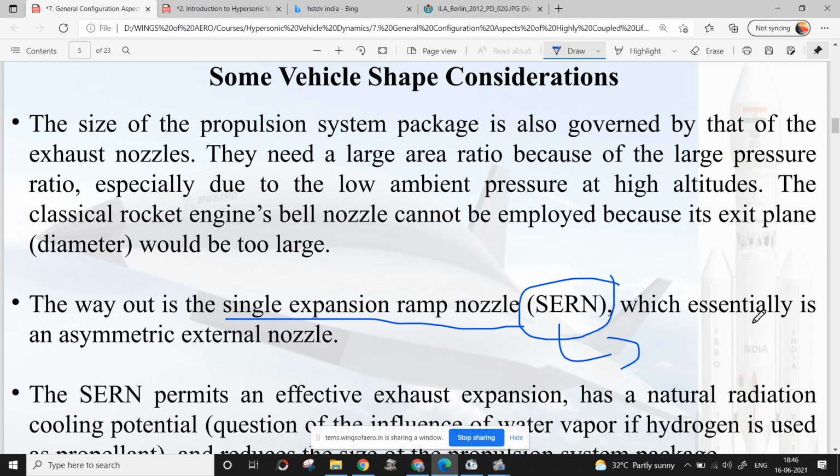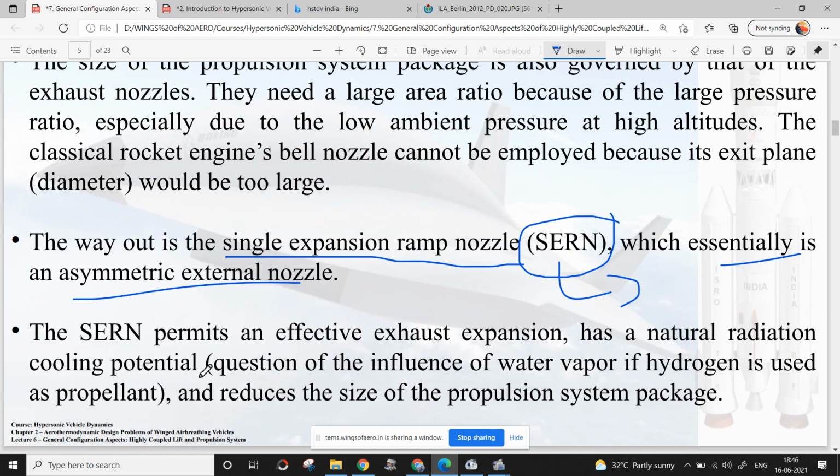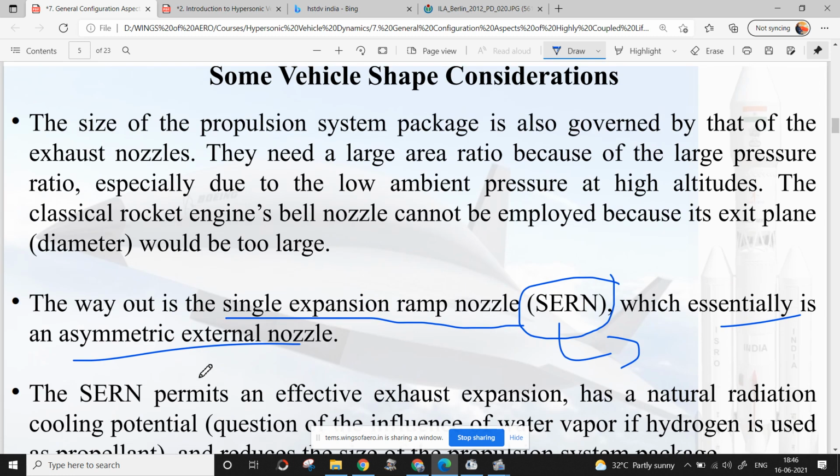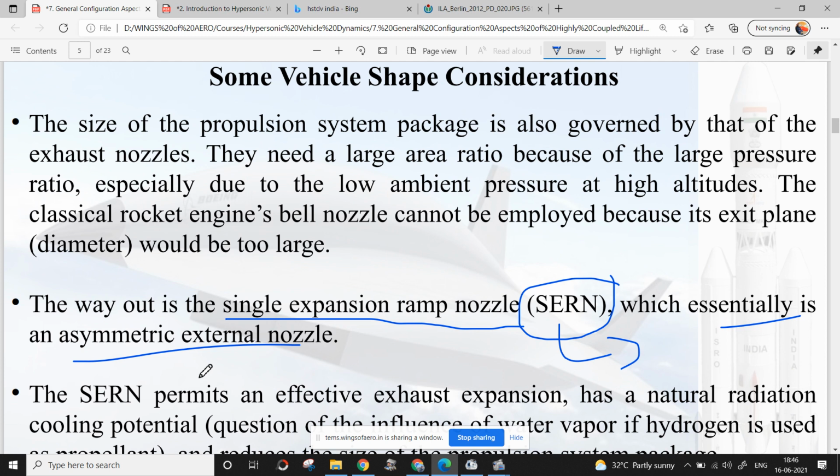This SERN is essentially an asymmetric external nozzle. When there is a single expansion ramp nozzle, of course it will be asymmetric, right? It is not going to be symmetric. If we had a double expansion nozzle, then we could think about symmetric or asymmetric. So obviously we are going to have an asymmetric external nozzle. This will help us get the maximum required thrust for our cruise and acceleration vehicle, or CAV.